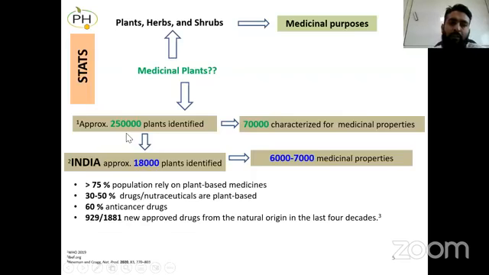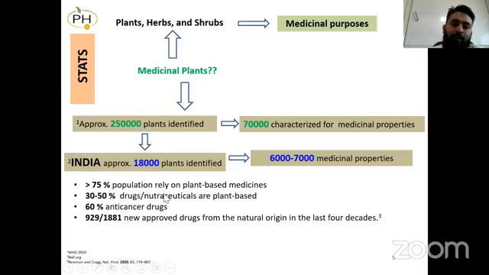Out of these 250,000, approximately 18,000 plants have been identified in India, and India is known as the Botanical Garden of Asia. So this is just a stat. We cannot say whether it is 18,000 or more, but out of 18,000, only 6 to 7,000 medicinal plants have been characterized for medicinal properties.